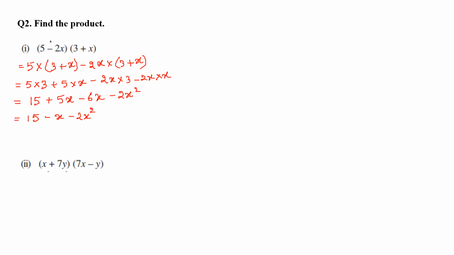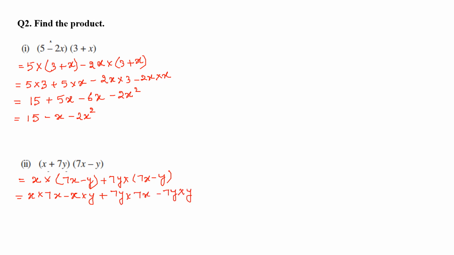Now second question, x plus 7y multiply with 7x minus y. So x multiply with 7x minus y, then plus 7y multiply with 7x minus y. So use the distributive law, x into 7x minus x into y plus 7y into 7x minus 7y into y. So x into 7x will give you 7x square minus xy plus 7 into 7 49xy minus 7y square.